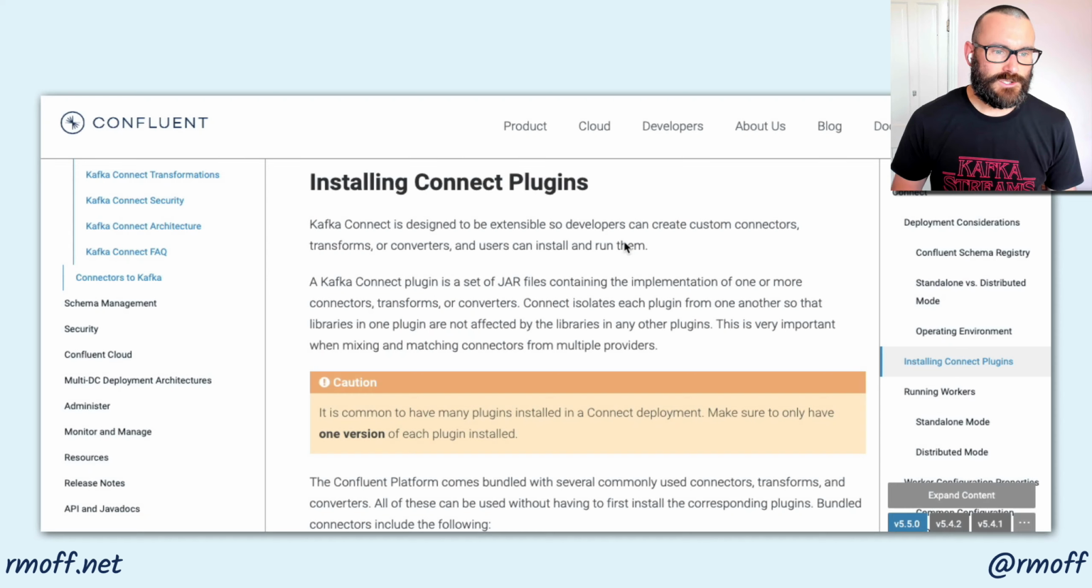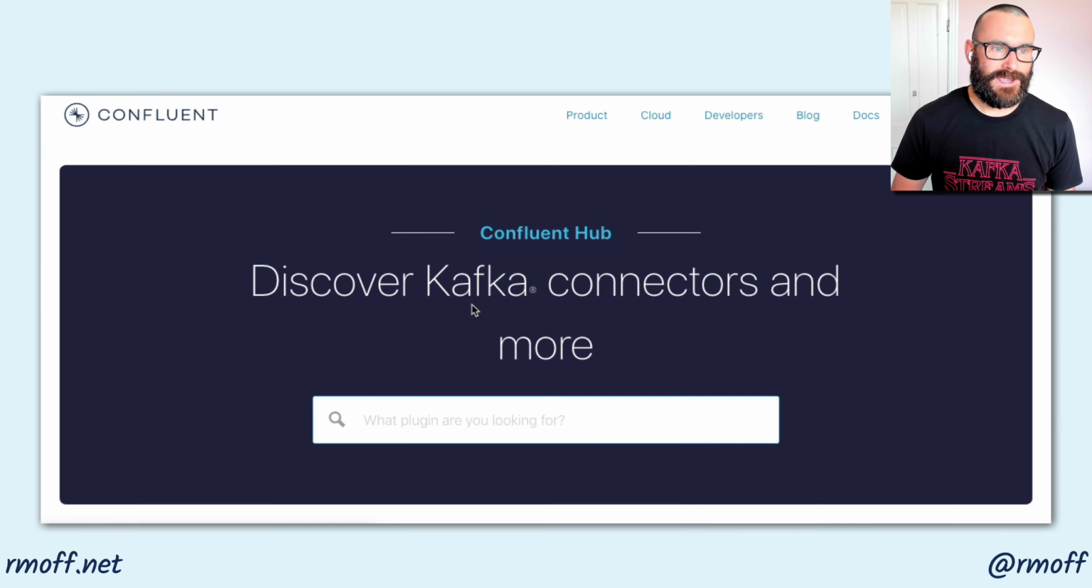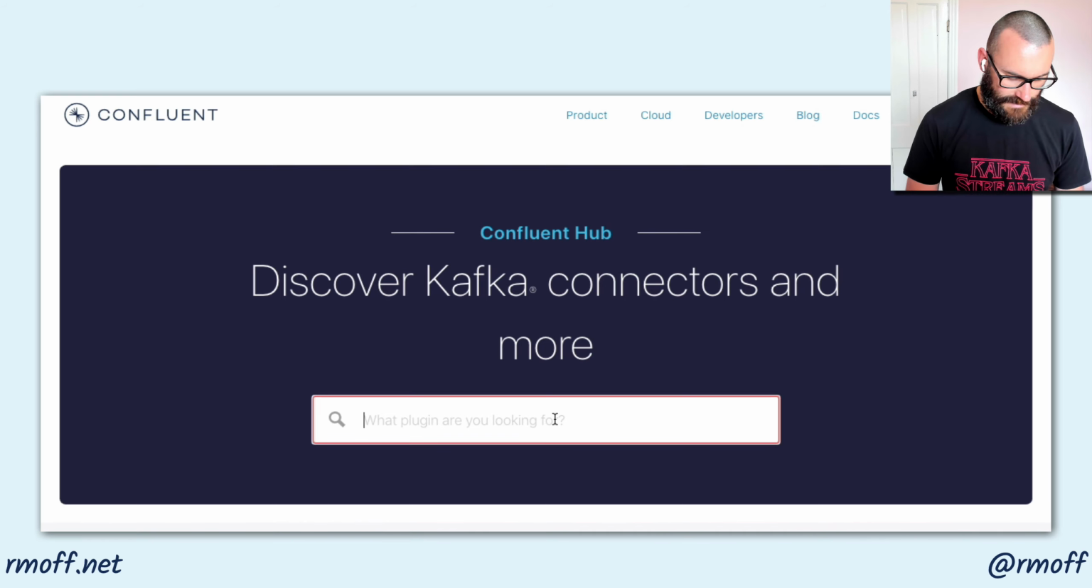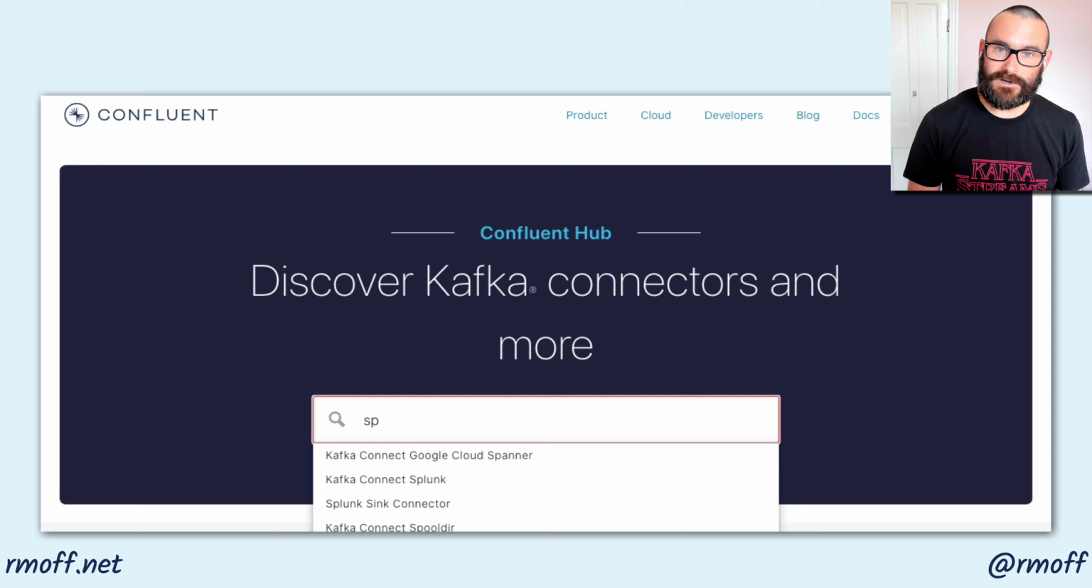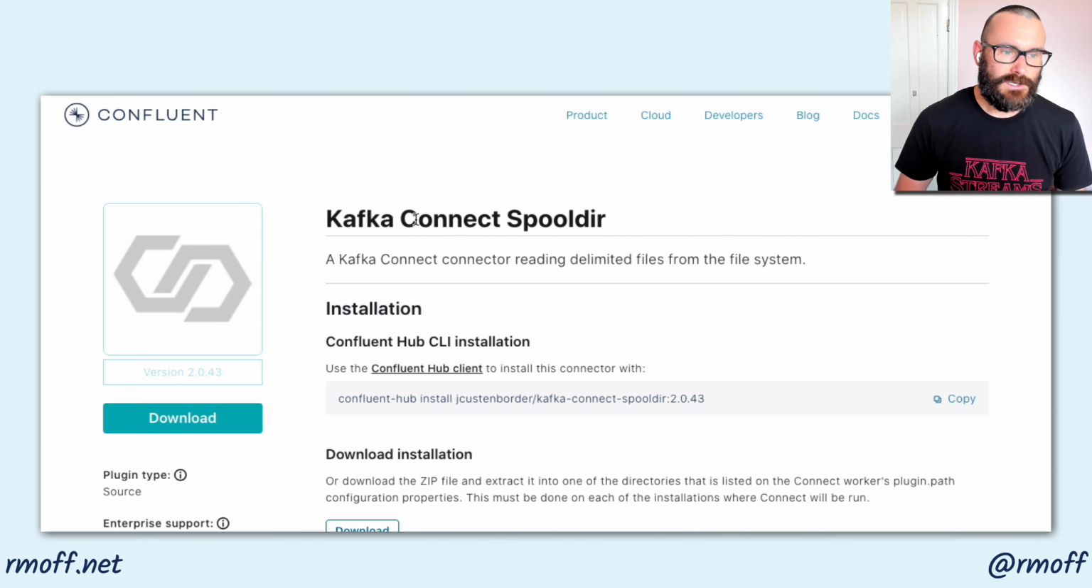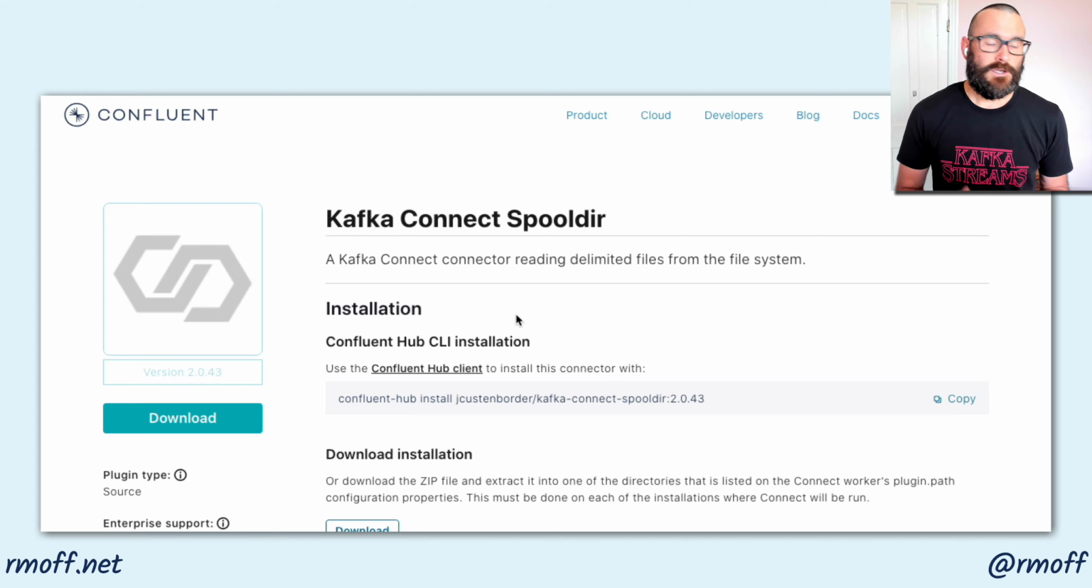To install these plugins, we need to go and get the appropriate jar file. The documentation shows you how to install them, but I'm going to show you how to today as well. So we're going to head over to Confluent Hub, which is where you can actually get all of these from. You can search for a particular connector. Let's say we want to get data in from a flat file, so we're going to use the spool dir connector. So here's our particular connector.